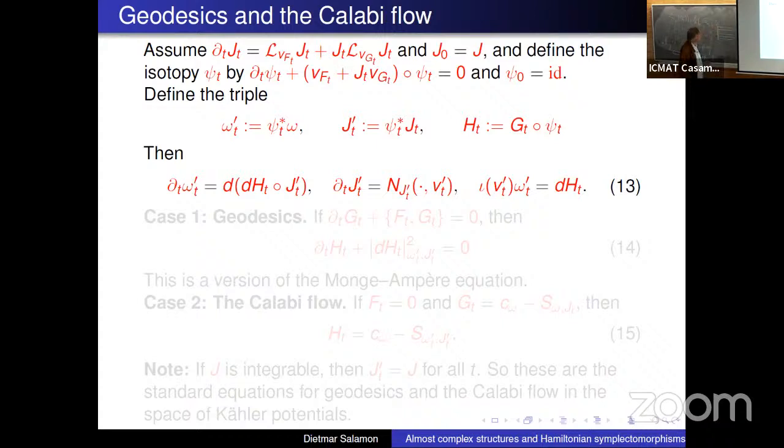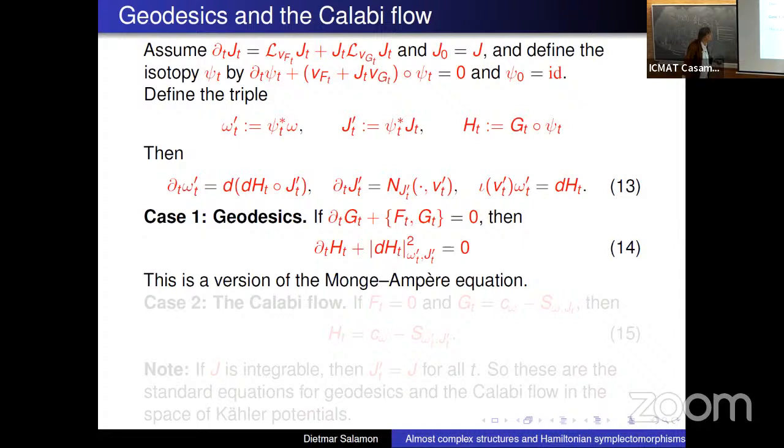And then you can look at the geodesic equation. If you start from a geodesic, then the functions h_t satisfy this equation, d_t h plus the norm of dh_t squared, with respect to the metric given by omega_t prime and J_t prime, is 0. And that's just the Monge-Ampère equation. So particularly if you have J_t prime equal to J, the integrable case, then it's just the standard equation for geodesics in the space of scalar potentials.